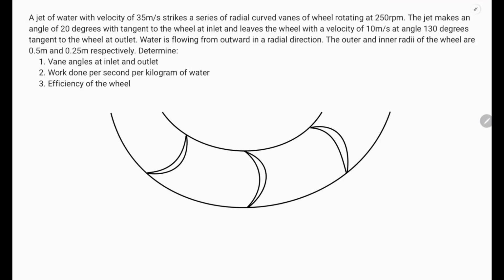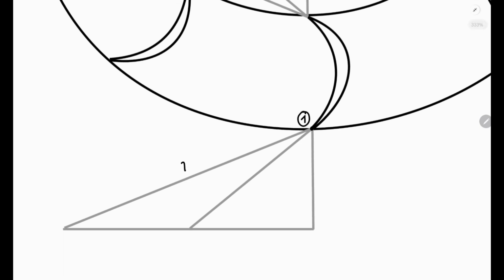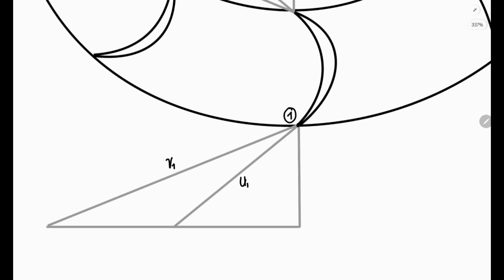So we have here our illustration for a series of radial curved vanes. So draw natin ngayon yung mga velocities and yung mga given sa ating problem. So this is now our illustration for this specific problem. So let's try na ilagay yung mga given natin. So this is our point 1. For point 1, itong ating velocity 1. This is our u1 and this is our v1 normal.